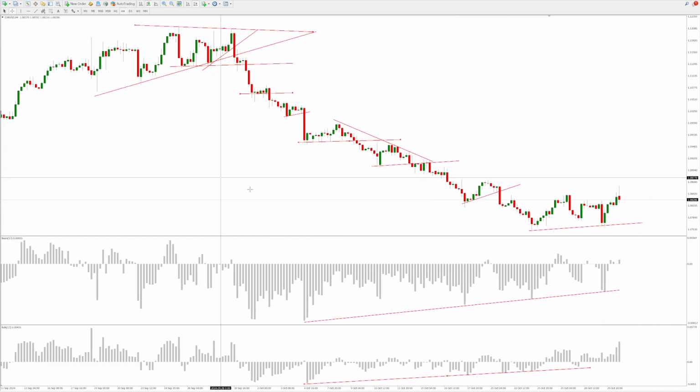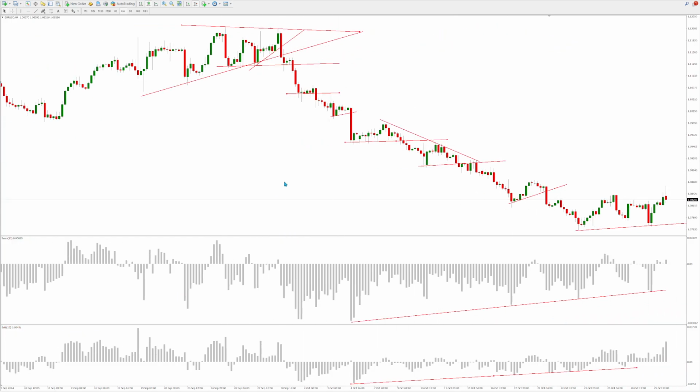And then the same principles apply over here. Different ways you can interpret it. Just keep an eye on your support, your resistance, your trend lines, candlestick patterns, and as always, have good money management.